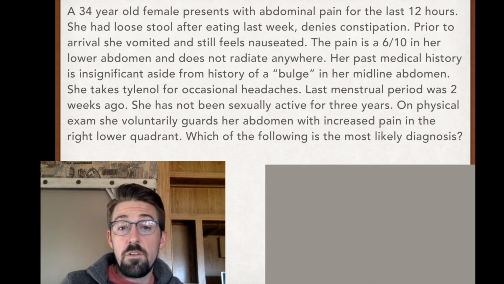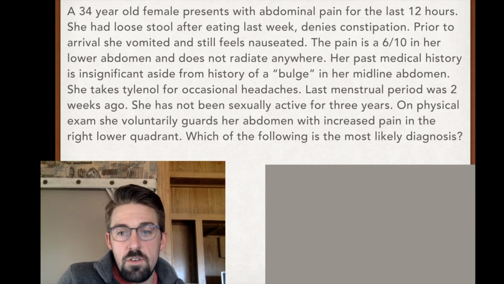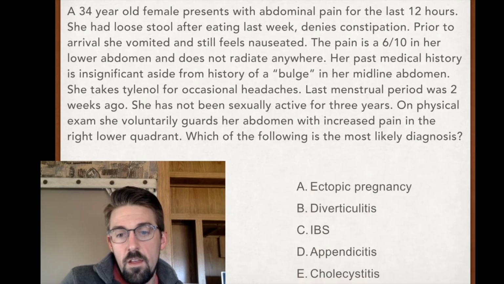Physical exam, she voluntarily guards her abdomen. Increased pain in the right lower quadrant. Which of the following is the most likely diagnosis? I have my suspicions, but I don't know what the answer choices are yet, so I can't really pick anything.